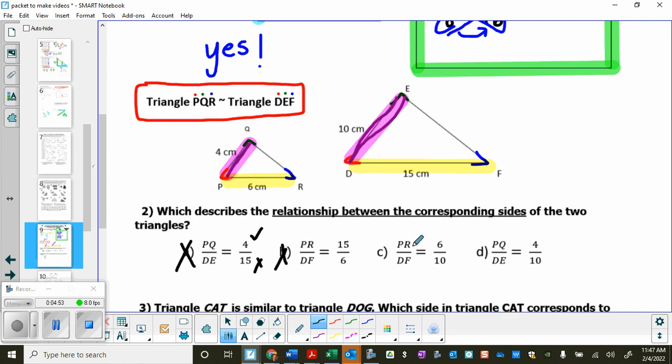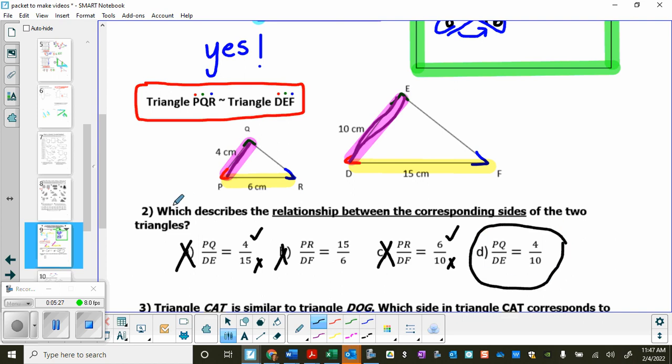All right, let's look at C. So PR to DF. So PR is this 6 and DF is a 15. So PR is the 6, and it does match up with DF, but that should be a 15 right here. So we're not going to pick this one. Now, process of elimination, it looks like the last one's the only one left, but let's take a look at it. It's saying PQ to DE. So PQ does match up with DE. And this side is a 4 and this side is a 10. So this correctly shows the corresponding sides. The 4 matches the 10.